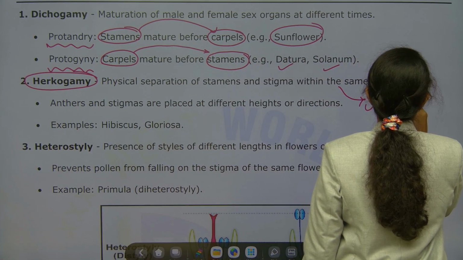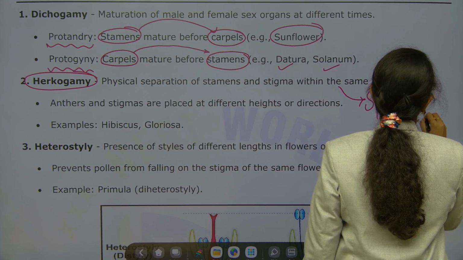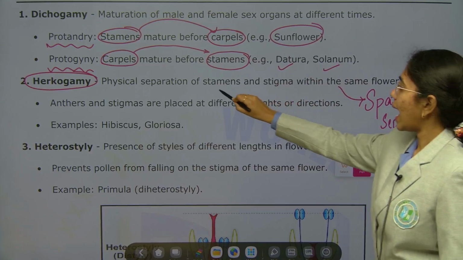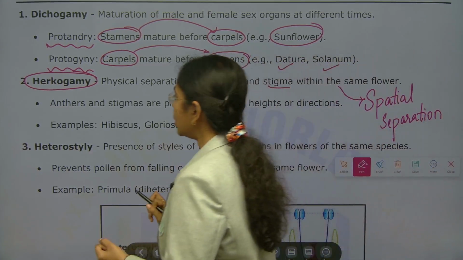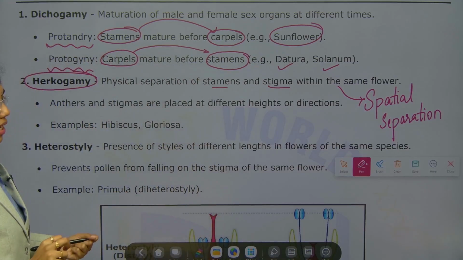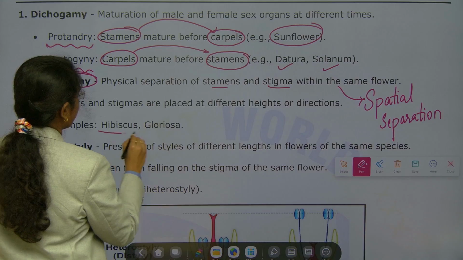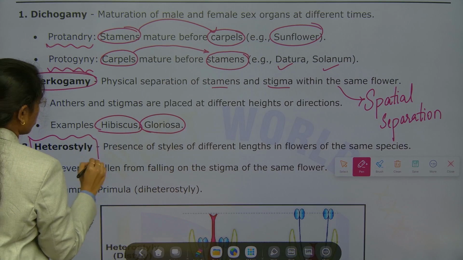Okay, spatial separation of stamens and stigma within the same flower. If you see the content of this, anthers and stigma are placed at different heights or in different directions. Best examples you can take are hibiscus and gloriosa. Next is what? Heterostyle.